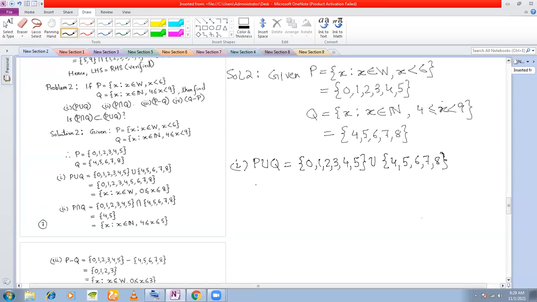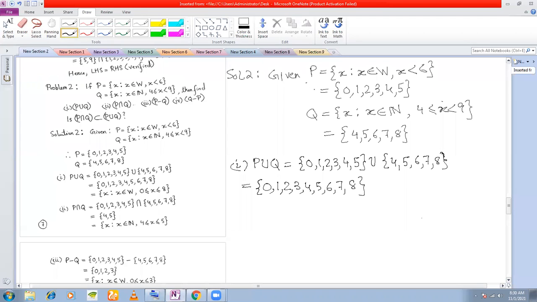This is P union Q. That means you write the elements of P or Q or both, right? So let's start with 0. You can write in any order you want, as long as you cover all the elements once. 0, 1, 2, 3, 4, 5, 6, 7, 8. So you have all the elements from 0 to 8.